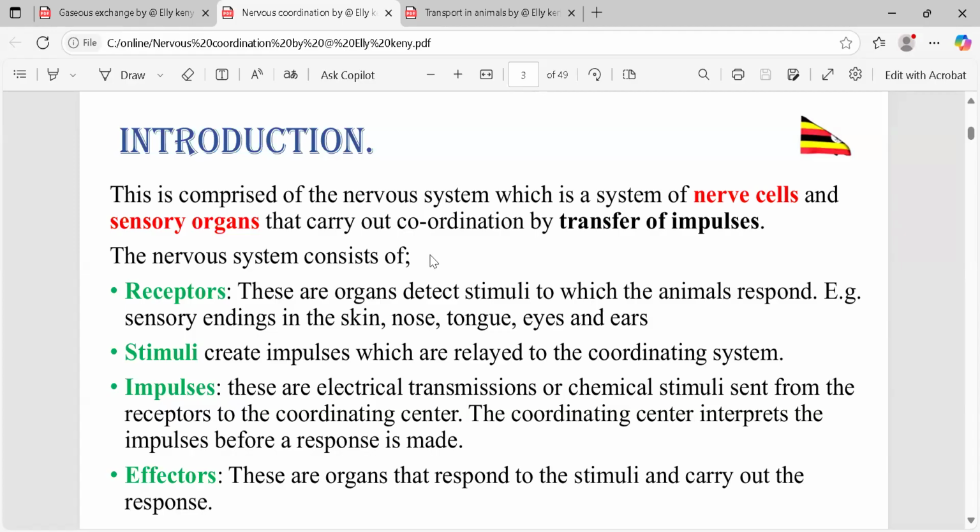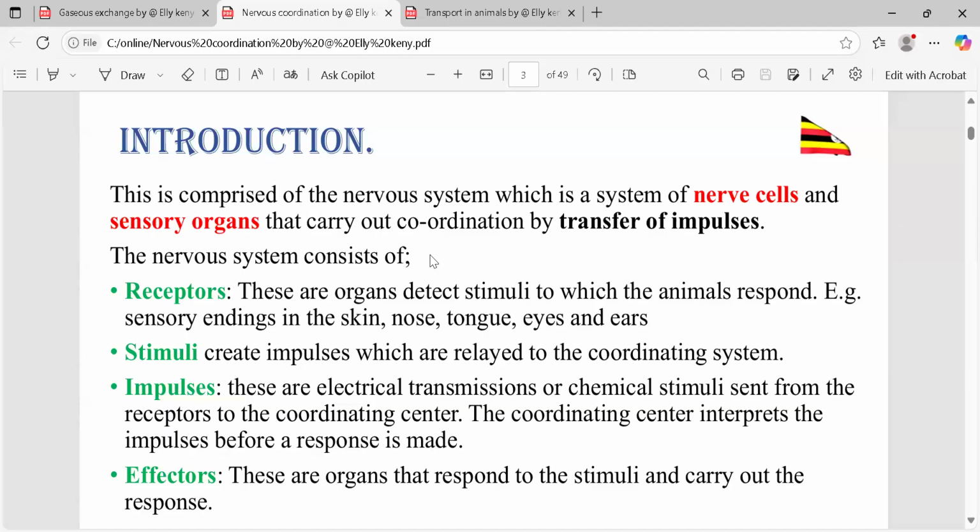Then impulses are simply the electrical messages, or they can be chemical. Electrical ones are those that flow very fast. It's just like when something shocks you, that's when you feel like some electricity going through you. But it can also be chemical, and I'll give you an example.